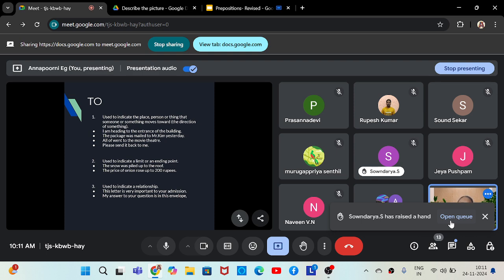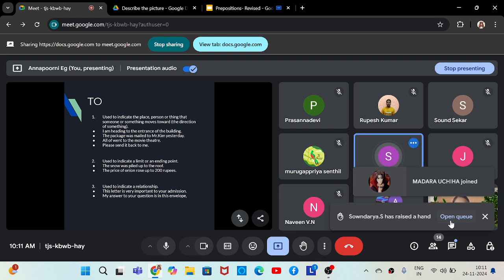Now moving to the second use of to. To is used to indicate a limit or an ending point. To show a limiting point or an ending point, you can use to. Soundarya, can you read the examples? Yes, ma'am. The snow was piled up to the roof. The price of onion rose up to 200 rupees.